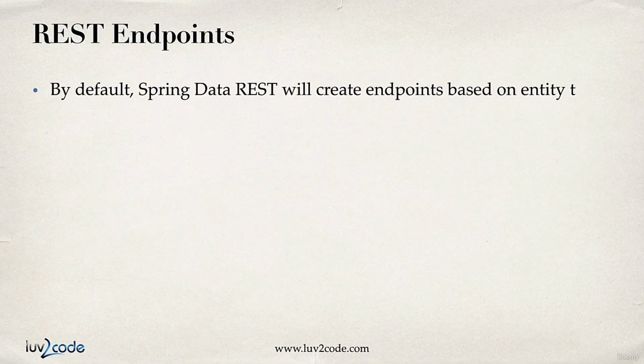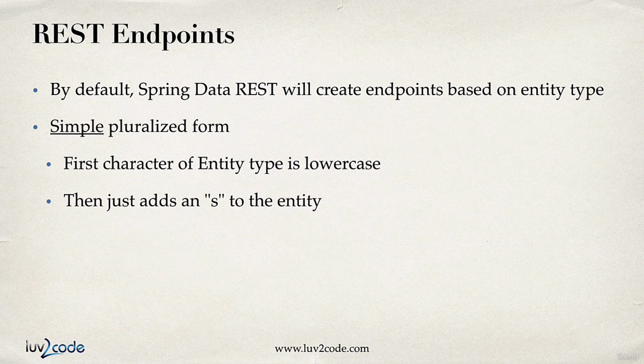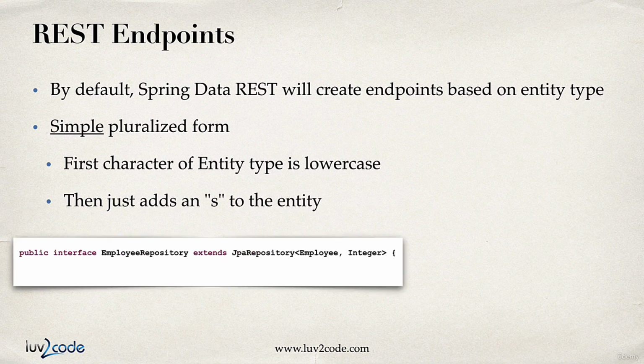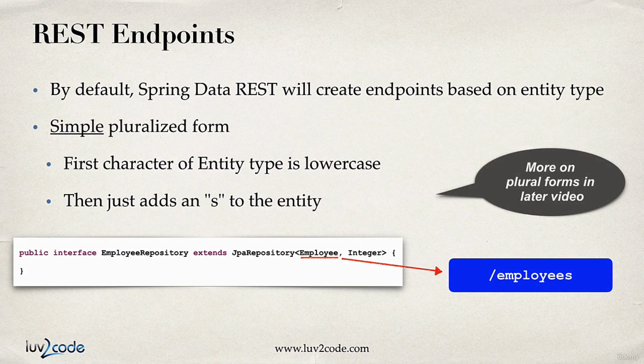So a bit more on the endpoint here. It'll create the endpoints based on an entity type, and it'll make use of the simple pluralized form, meaning it'll take the first character of the entity type as lowercase, and then it'll simply add an S to the end of the entity. So in this case, we have this employee repository. The entity type is employee in brackets, and then it'll create a /employees endpoint. All right, and so that's the basic approach for how they'll expose these REST endpoints. Now, I'll talk more about the pluralized form in some later videos, and also how you can customize it. But for now, we'll take this out of the box.